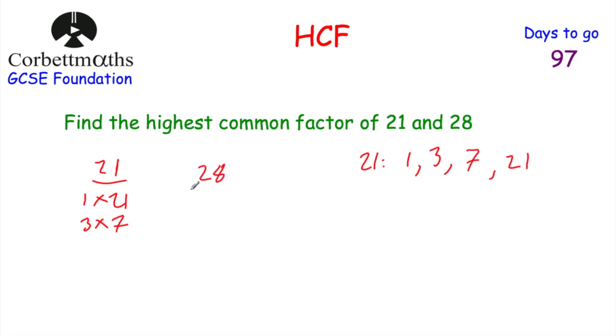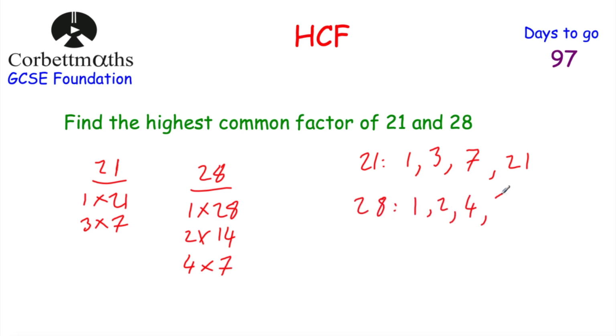In terms of 28, the numbers that you can divide 28 by, well, 1 multiplied by 28, 2 multiplied by 14, and 4 multiplied by 7. So the factors of 28 would be 1, 2, 4, 7, 14, and 28. Now we're looking for the highest common factor, so let's circle the common factors. There's 1, not 3 or 2, not 4, 7. 7 is a common factor, and none of the others.